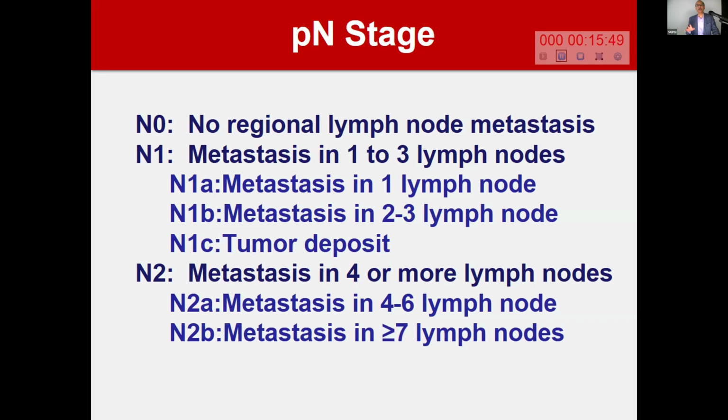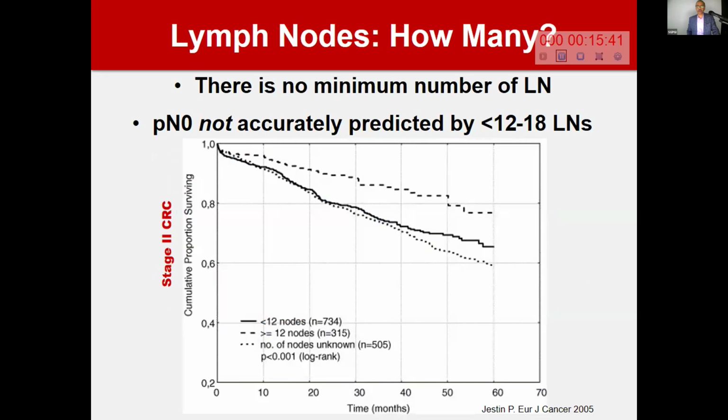So yes, you want to do an accurate job there, but the most important thing is making sure you're not missing a positive lymph node. And the QA criteria that have evolved in the US basically say that somewhere between 12 to 15 lymph nodes is what you require to adequately stage a colectomy.